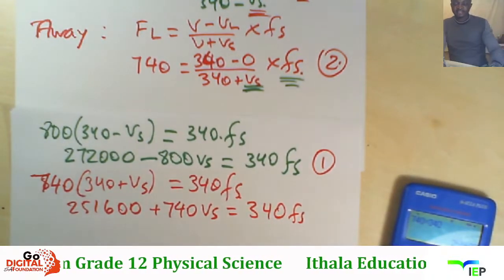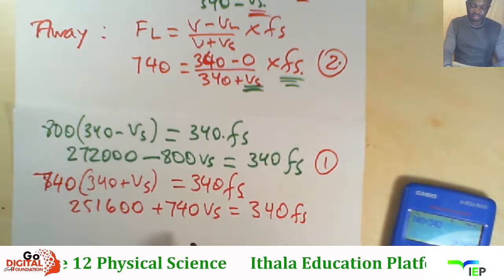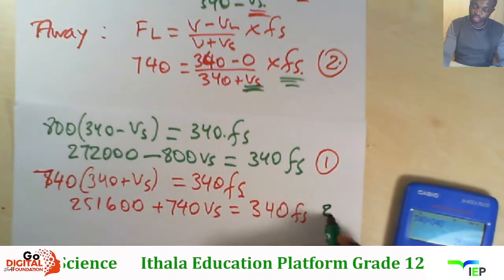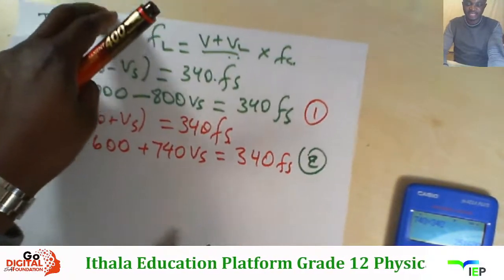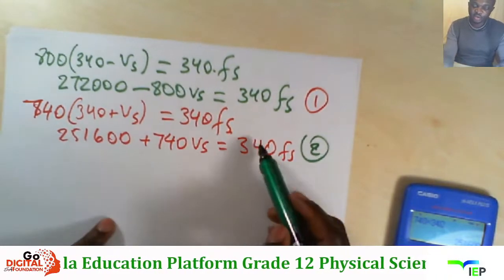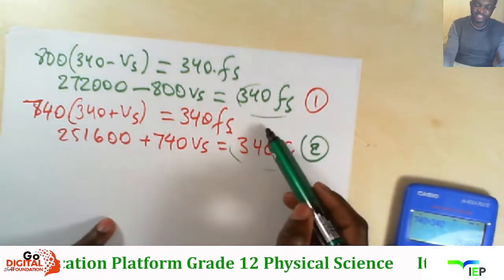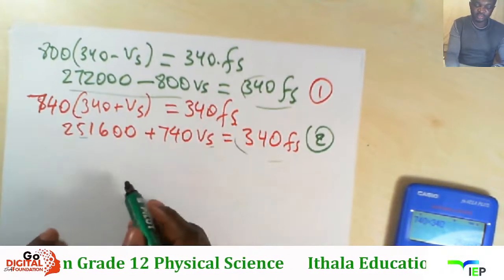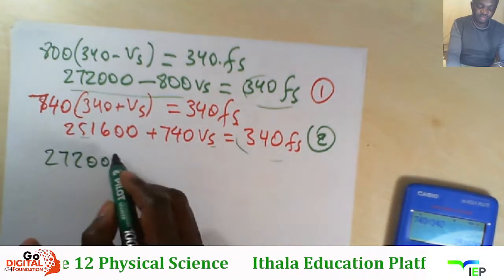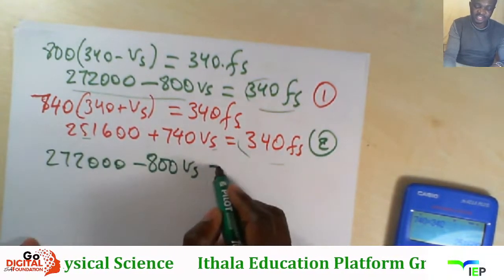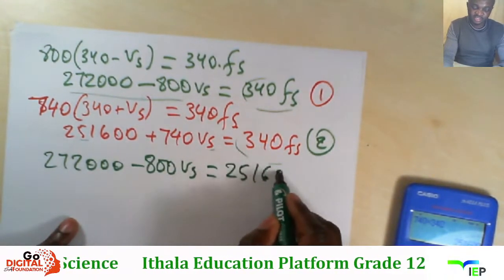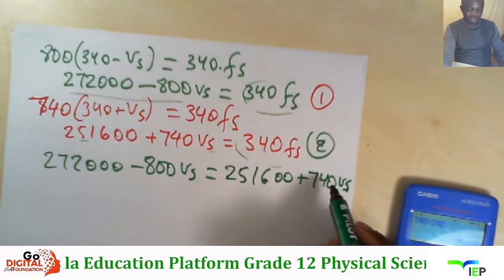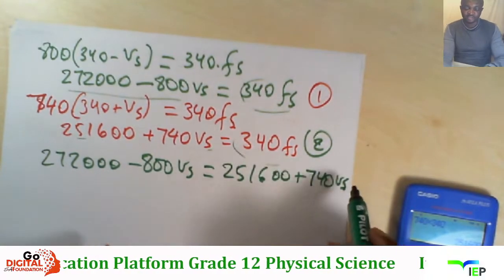You see that we have 340 Fs and 340 Fs, which means these values are equal. So I can now use my equation tool, my math skills, to get the answer correct. Since both are equal to 340 Fs, we can equate them. So 272000 minus 800 Vs is equal to 251600 plus 740 Vs. You see that Fs is no longer there, so we can solve for Vs only.